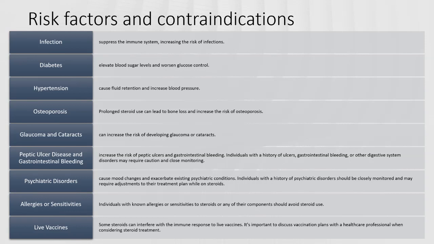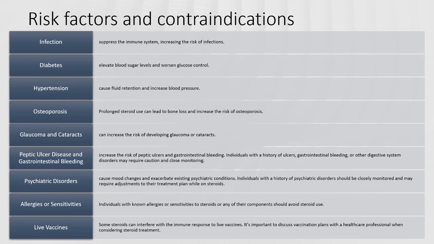Hypertension. Steroids can cause fluid retention and increase blood pressure. Individuals with hypertension need to have their blood pressure closely monitored and may require adjustments to their antihypertensive medications. Osteoporosis. Prolonged steroid use can lead to bone loss and increase the risk of osteoporosis. Patients should be assessed for bone health, and preventive measures such as calcium and vitamin D supplementation, along with weight-bearing exercises, should be considered.